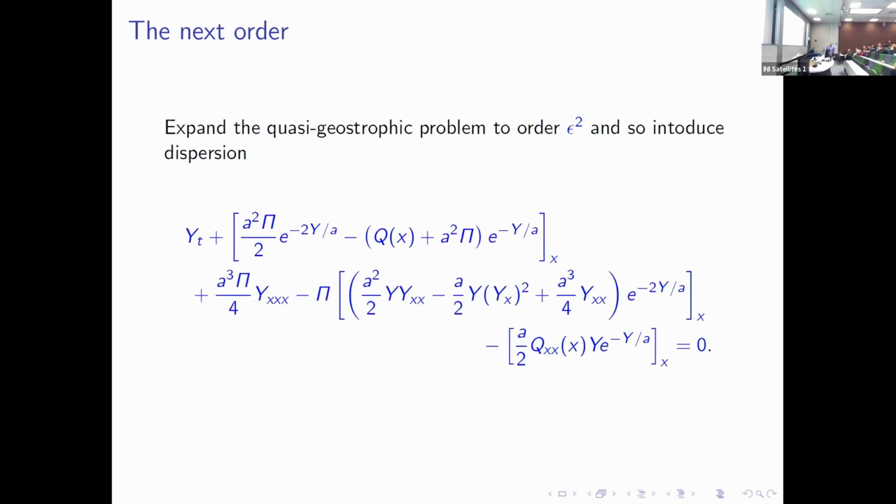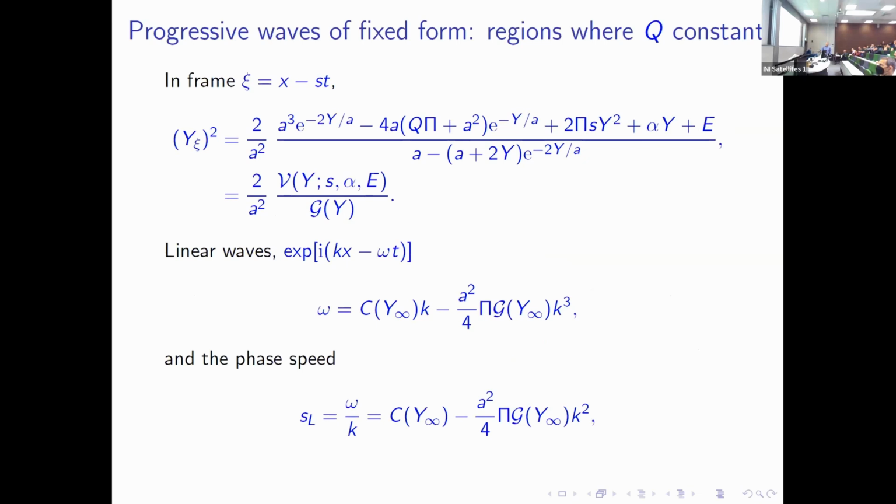So how can we get the widths of the current? And the way to do that is, of course, to go to the next order. Here's the top line, our hydraulic solution. We've gone to one order further in our expansion. And of course, that brings in dispersion. So that's our governing equation, our dispersive equation. What do we want to do with this?